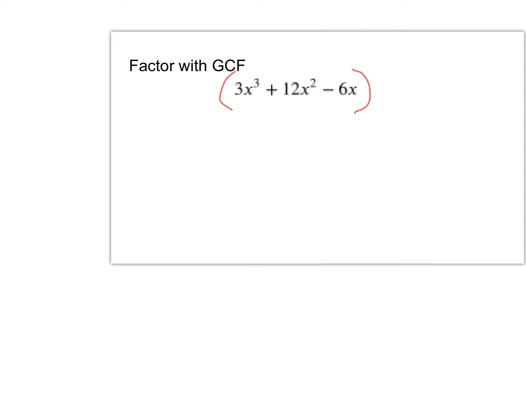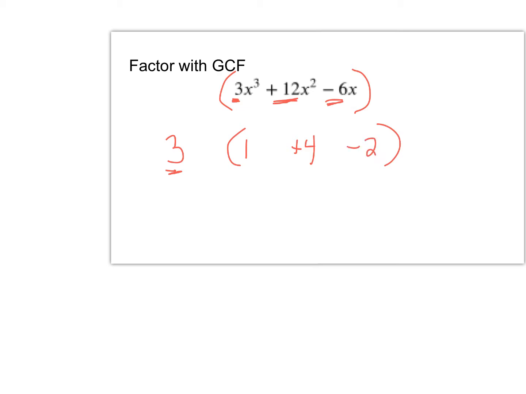In looking at my numbers here, regular numbers first, I have a 3, a 12, and a 6. All these numbers are divisible by 3, so we're going to kick out the 3. When we're doing this, it's like we're dividing. So 3 divided by 3 is 1, 12 divided by 3 is 4, and negative 6 divided by 3 is negative 2.